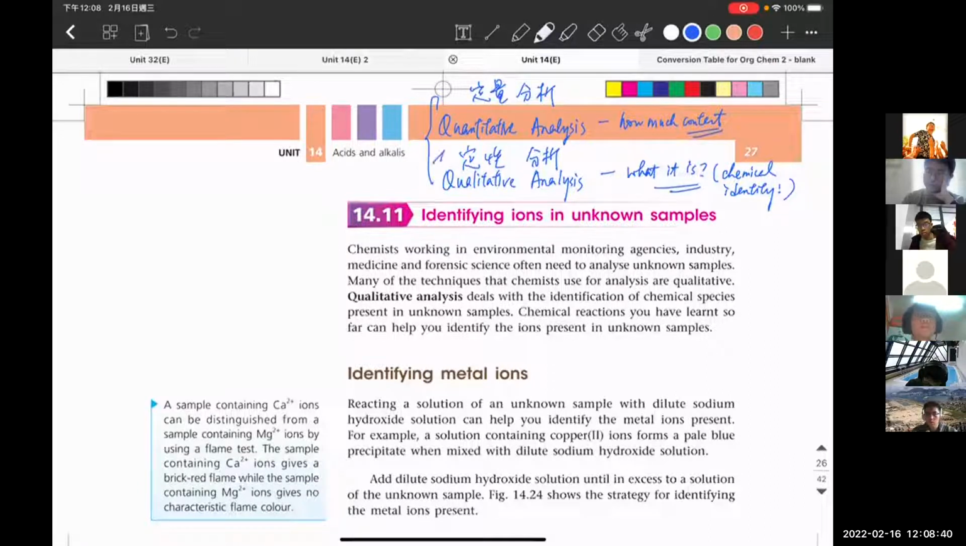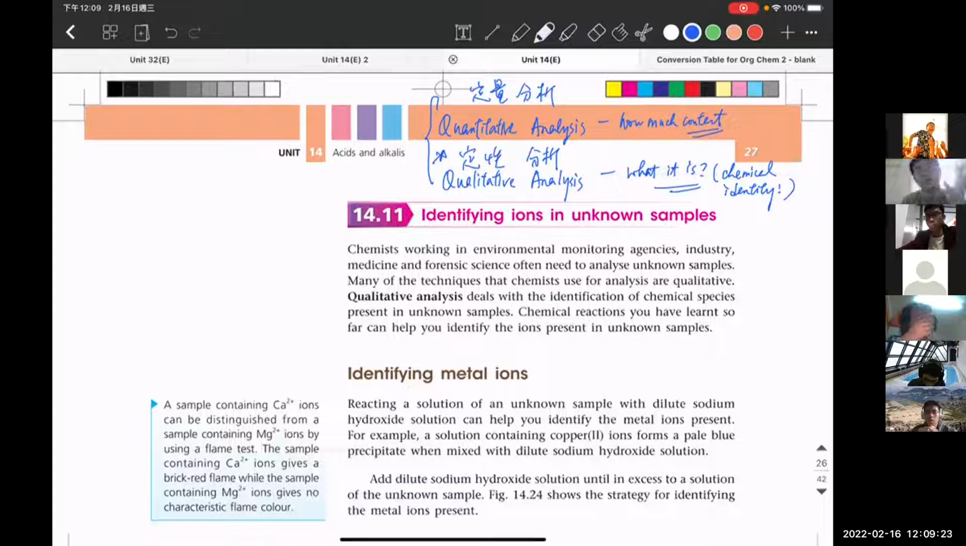Of course, In Form 3, for first few syllabus, you have heard of some of the qualitative analysis. Could you give me some examples, Chen Yu? Have you learned something about qualitative analysis in Form 2, Form 3, Form 4? Chen Yu. Some example. Some example, maybe.